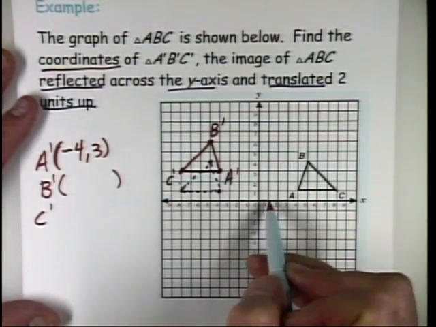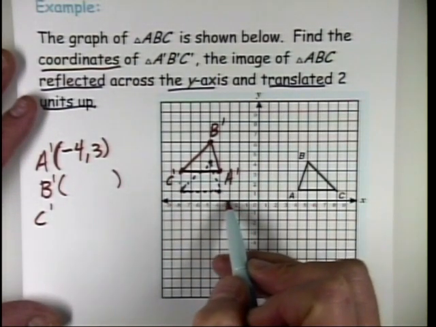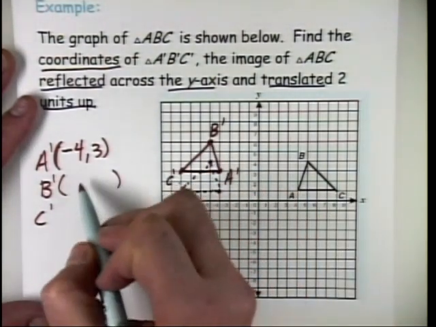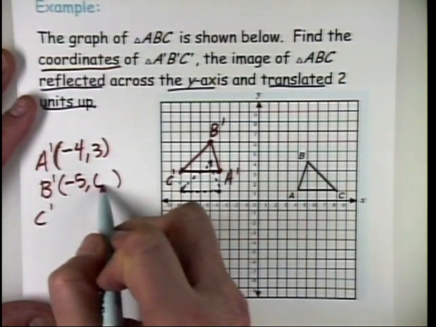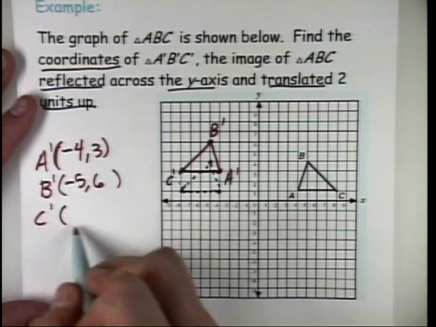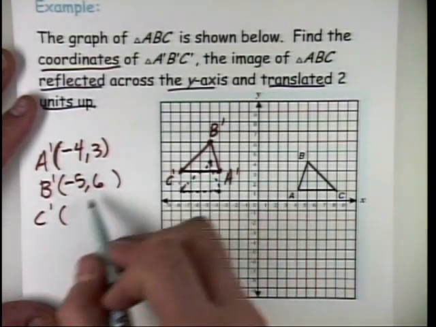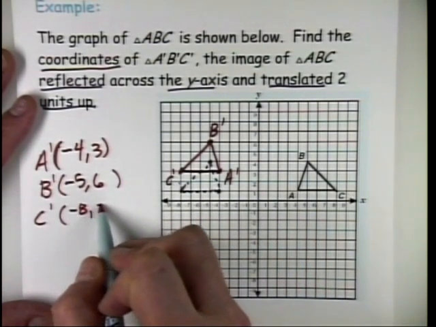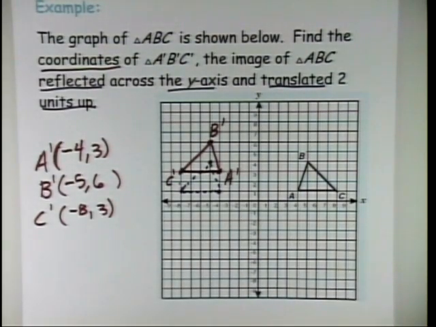Point B is going to be at the point, you can count, left 5, up 6. And then point C is going to be left 8 and up 3. So (-8, 3); up is the positive direction. So those are the new coordinates of our image, of our transformed graph with the prime notation.